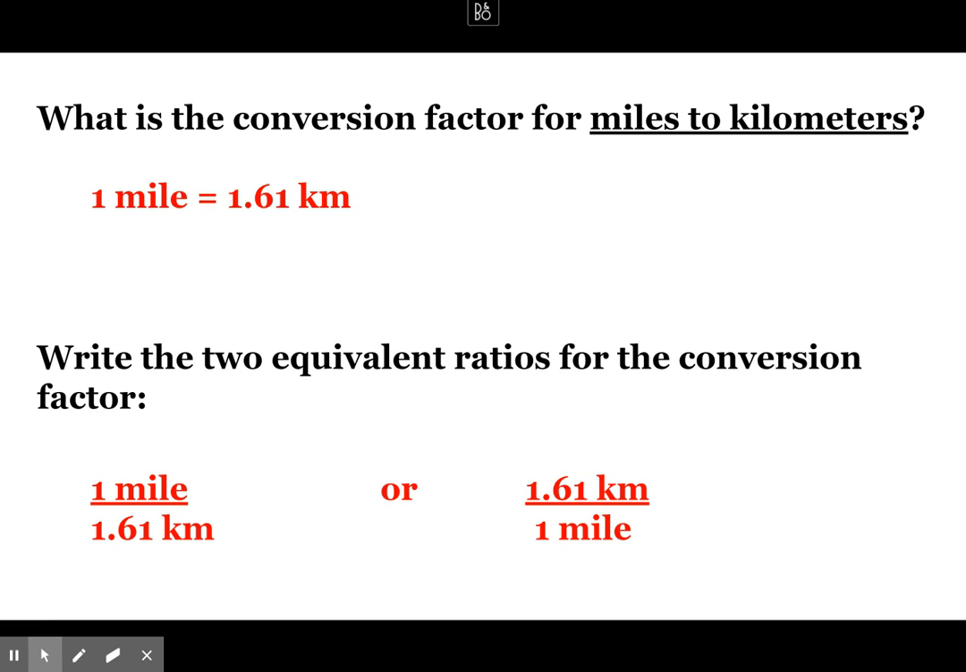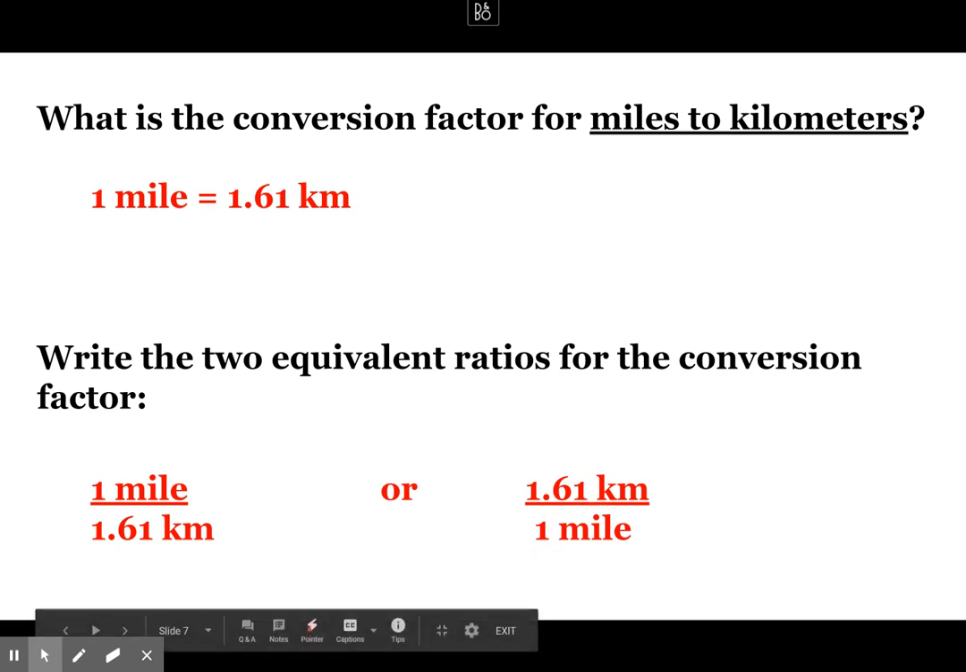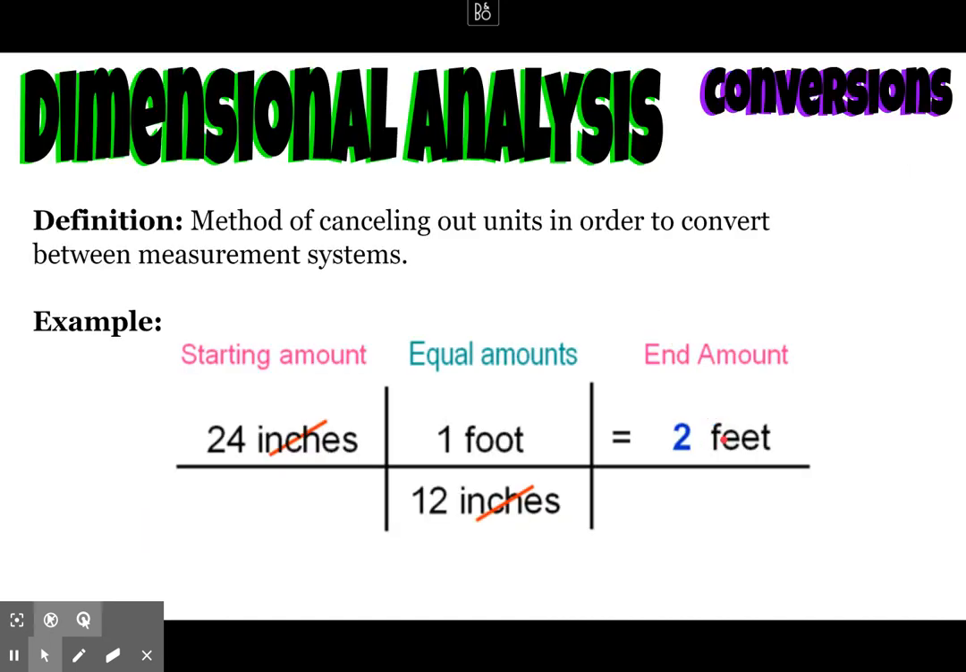We have our 1.61 kilometers over 1 mile.